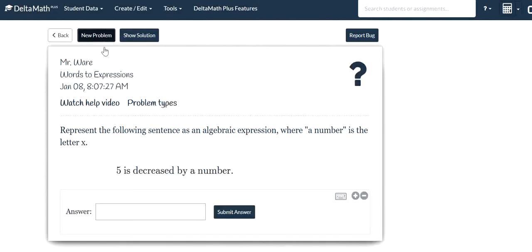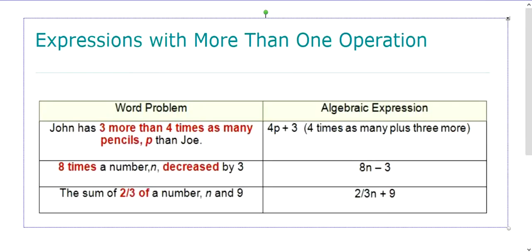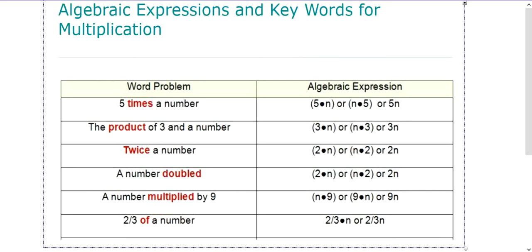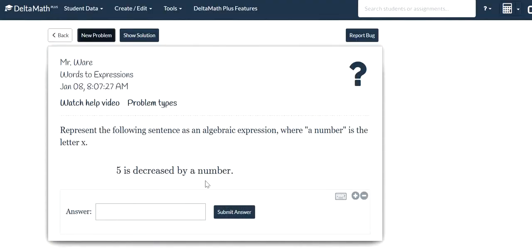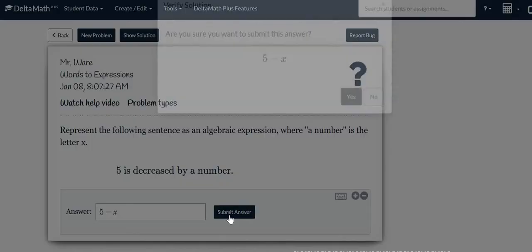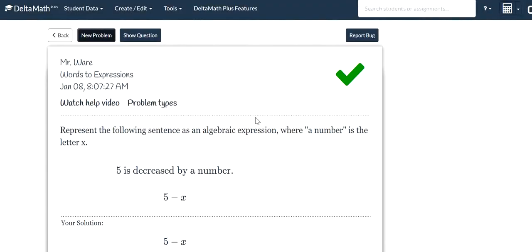Okay, let's see if we get another one. Okay, 5 is decreased by a number. So you're going to take the 5, decrease it by the number. So you start with the 5 and subtract the number. And if you ever get lost, go back to your notes. 5 decreased by a number, 5 minus n. So this is going to be 5 minus x. Okay?